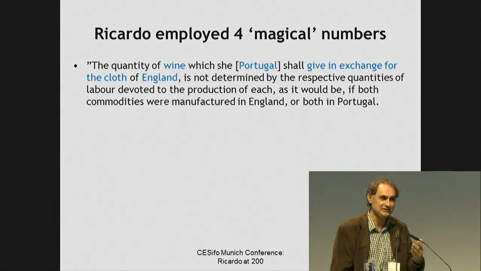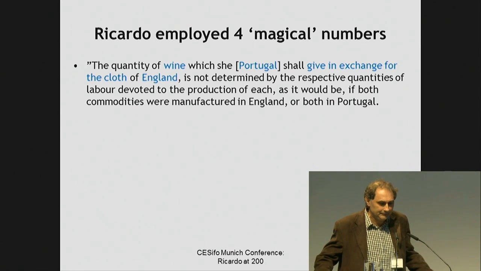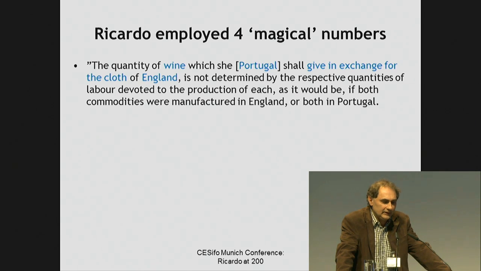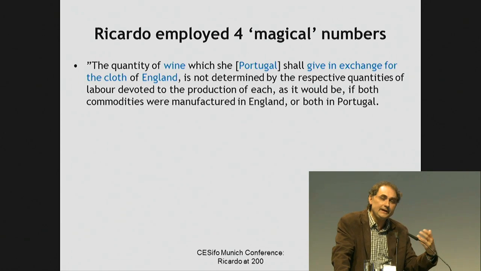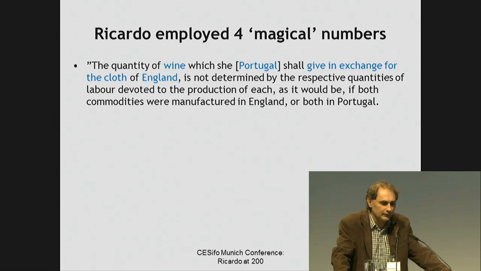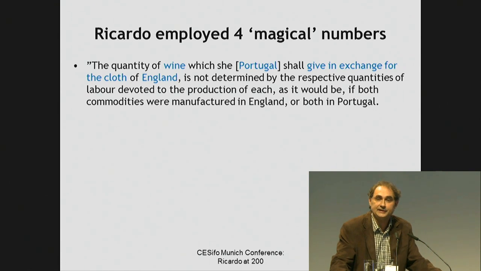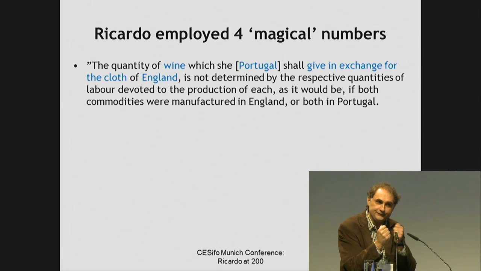So let's go first about Ricardo's four magical numbers, go a little bit into the text. When we have a celebration of Leonardo da Vinci, we look at his paintings. So we have a celebration of comparative advantage, look at the passage there. So he talked about, without going too much into details, two countries, Portugal and England, and two commodities, wine and cloth. And he talked about the trading relationship. He talked about the quantity of wine which Portugal shall give in exchange for cloth in England, and then he thought they are not so much determined by the quantities, as if they were manufactured in their own economy. So the first sentence says international trade is different than domestic trade.